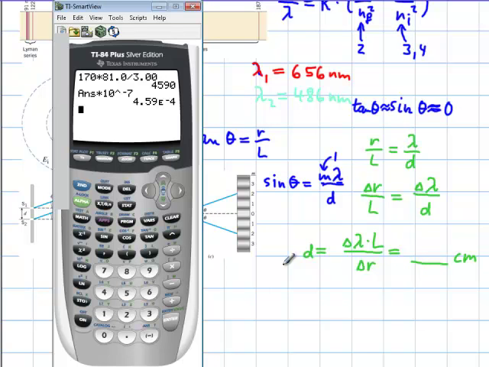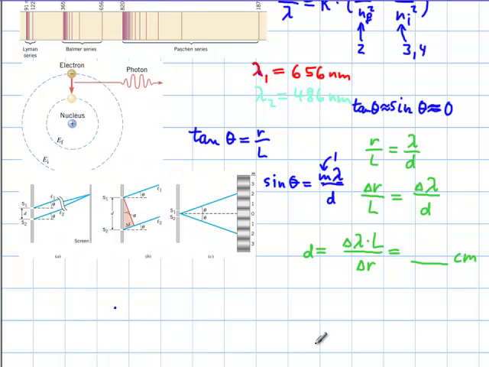They want us to figure out actually the inverse, how many lines per centimeter. So I'm going to take the inverse of that, and I come up with 2,180 lines per centimeter as the answer. So this is actually what they want us to figure out, 1 over D equals this many lines per centimeter.